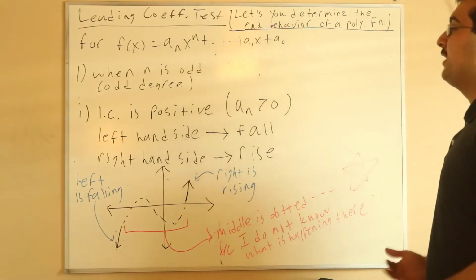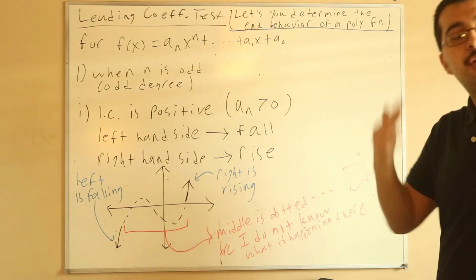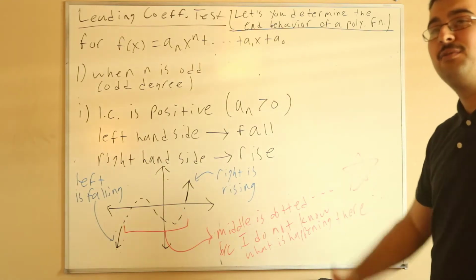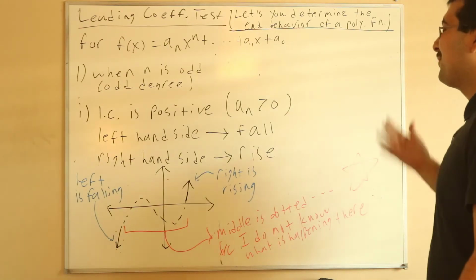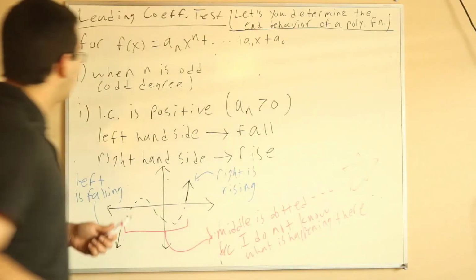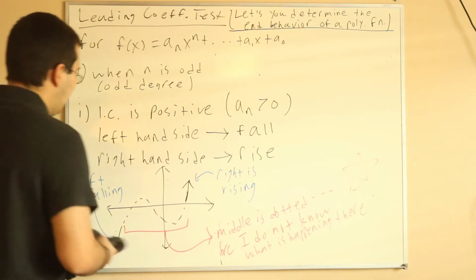So there's your first subcase. For an odd degree polynomial with a positive leading coefficient, the left shall fall and the right shall rise. That sounds a bit political. But there you go. Now let's consider the second subcase. So go and take a moment, pause the video, and get this copied down. Alright, so the second subcase.